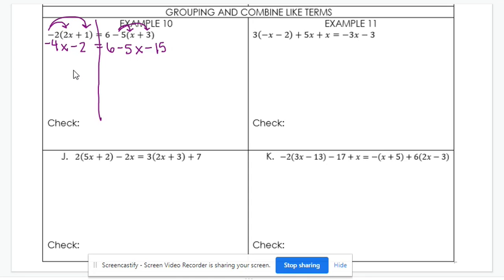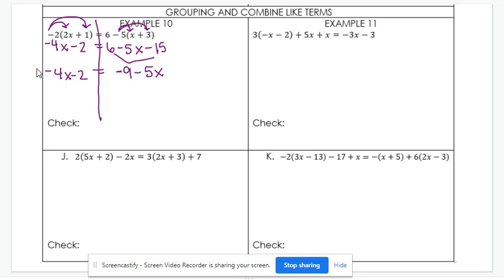Step 2, combine like terms on the same side. So on the left, we can't combine these, but on the right, we can combine the 6 and the negative 15. So 6 minus 15 is negative 9. Bring down the minus 5x, and on the left side, we still have negative 4x minus 2. Do we have variables on both sides?